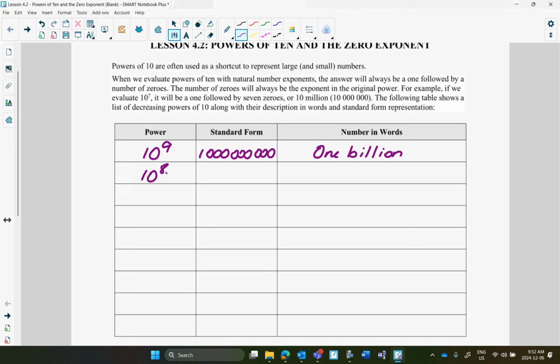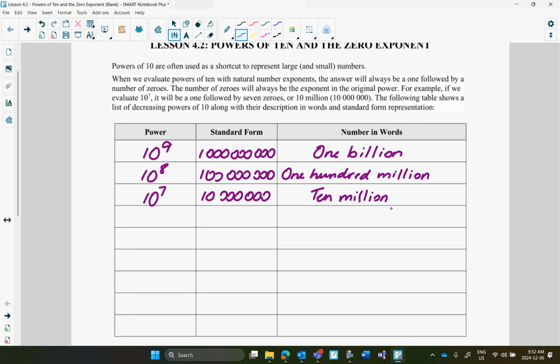We get 10 to the 8. It's a 1 and 8 zeros. How about that? 100 million. We have 10 to the 7, 7 zeros. 10 million. And you guys can see the pattern.